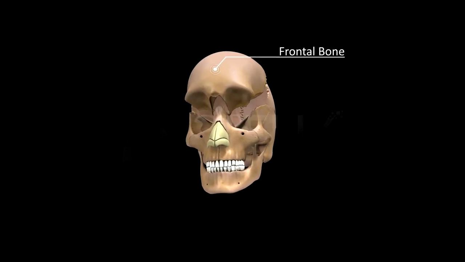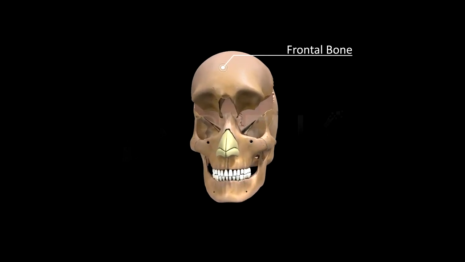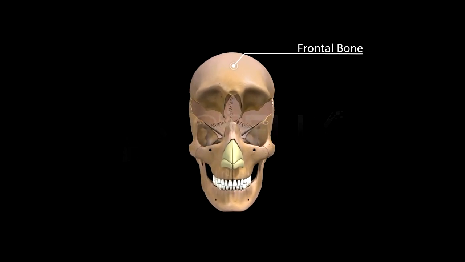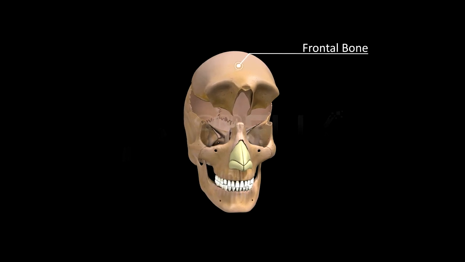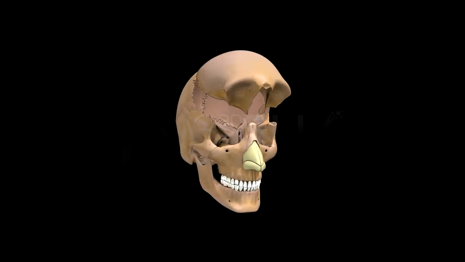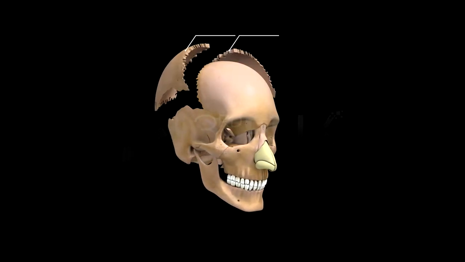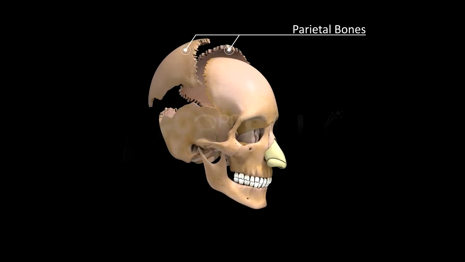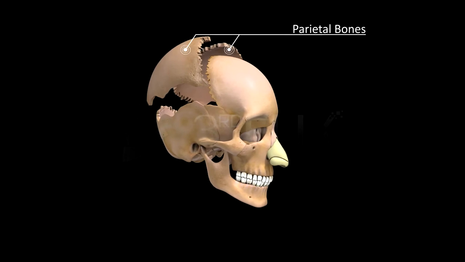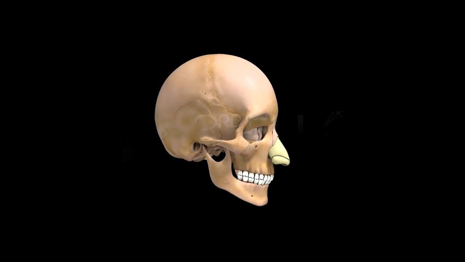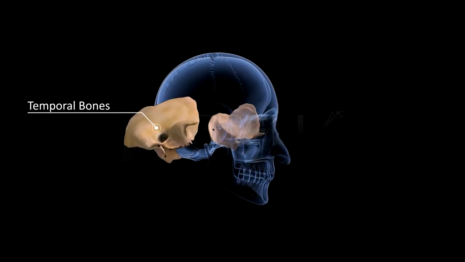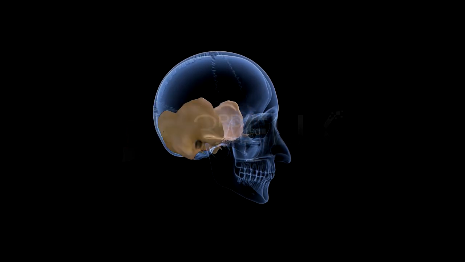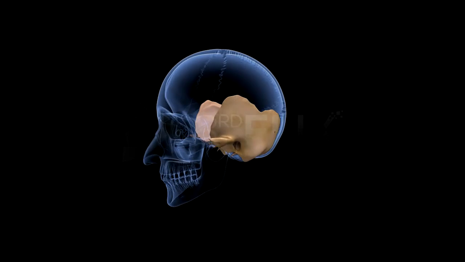Frontal bone. It forms the forehead, anterior part of the cranial floor, roof of the orbits, and a part of the bony part of the nose. Parietal bones. These form the major portion of the sides and roof of the cranial cavity.